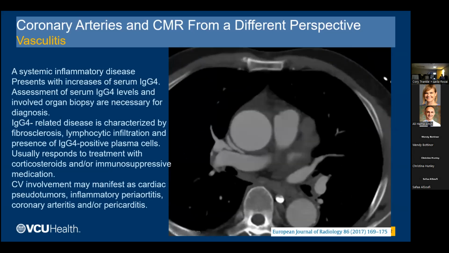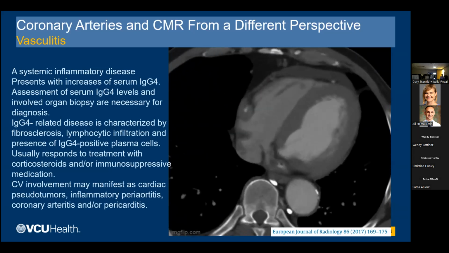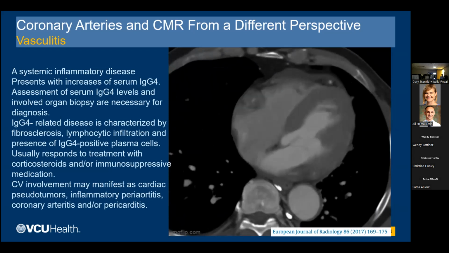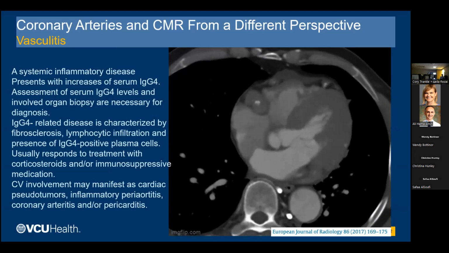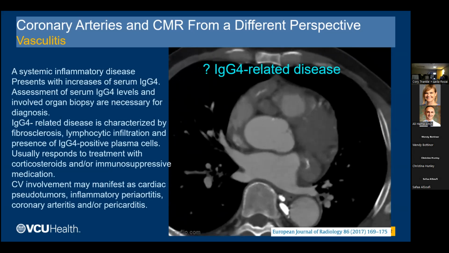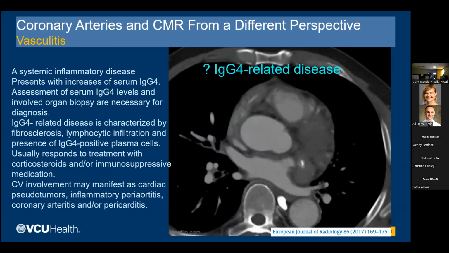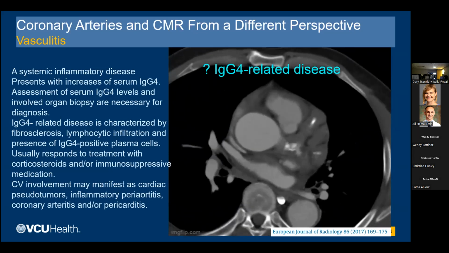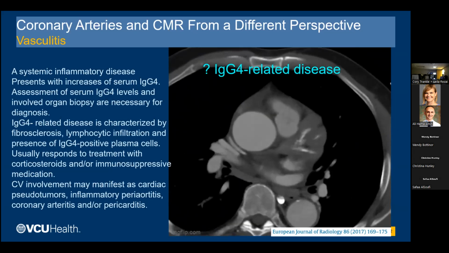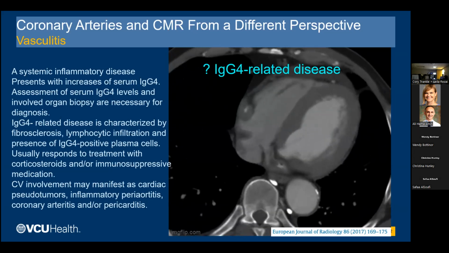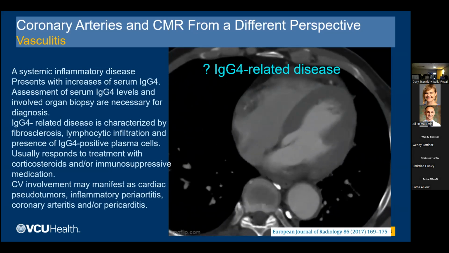After looking at this and comparing it to some other studies, it appears to be some form of vasculitis, and mainly the one that I was thinking about is IgG4 related disease. It's a systemic inflammatory disease. It's marked by elevation of serum IgG4. Has to be confirmed by biopsy, and also elevated serum IgG4.